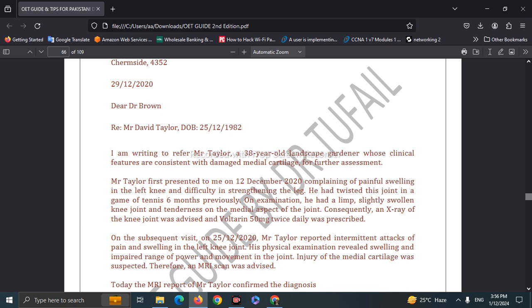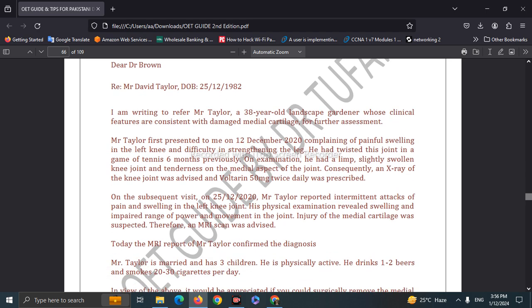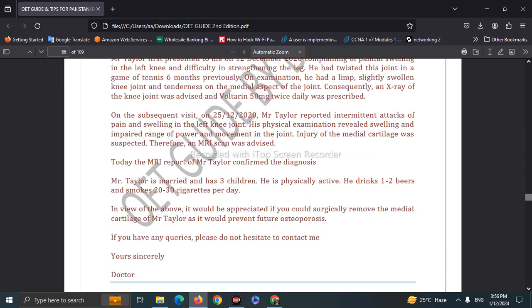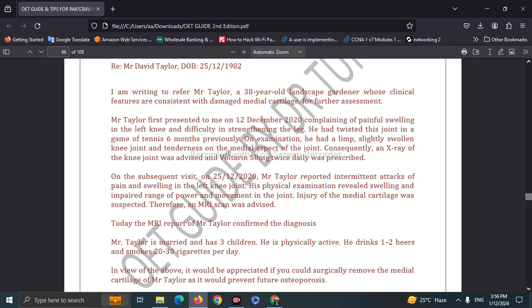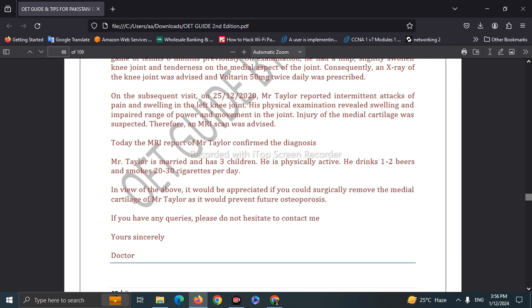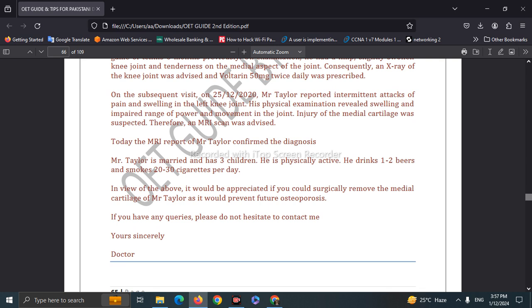This is the introduction paragraph. This is the initial visit. This is a subsequent visit, and try to write all the other visits in the second and third paragraphs, starting like on the subsequent visit. In this way you will reach your target count of 180 to 220 words. And this is the social history, and at the end there is a conclusion, salutation, and closing remark. Yours sincerely.